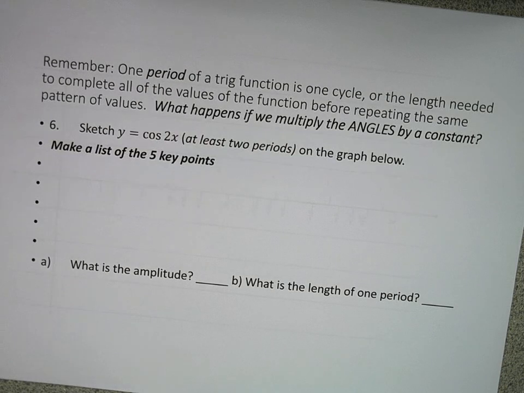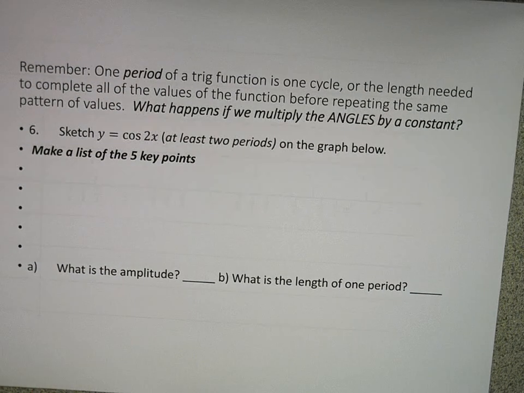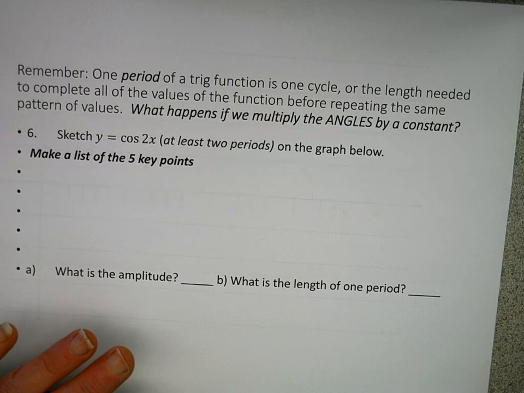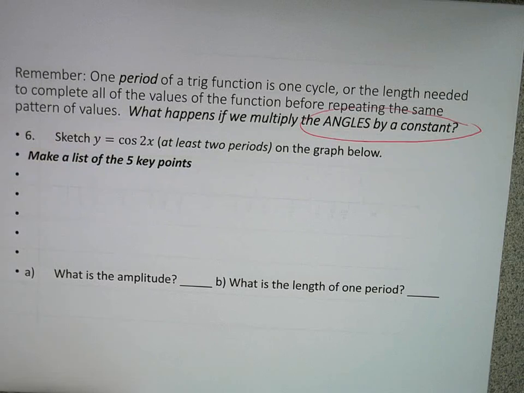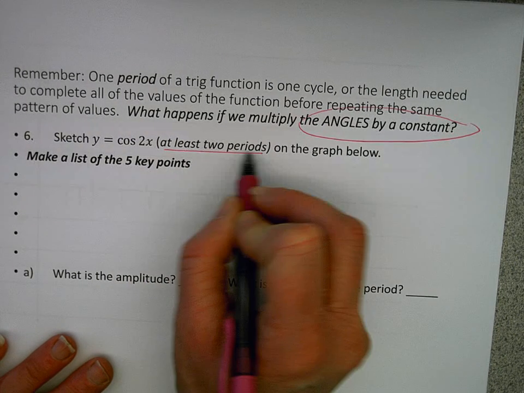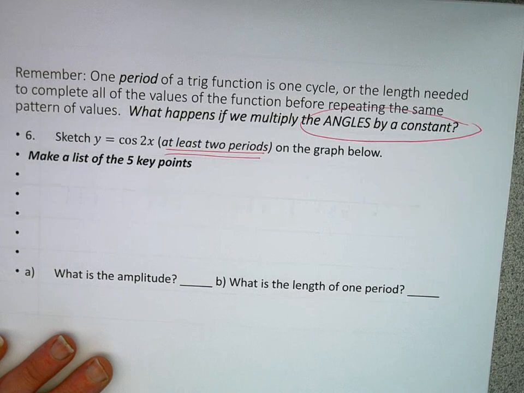Okay, so at the top of the back it says, remember, one period of a trig function is one cycle, or the length needed to complete all the values of the function before repeating the same pattern again. What happens if you multiply the angles by a constant? This is going to be weird. You're going to be like, oh my gosh, we've always had radians. We can maybe not have radians. We're going to sketch at least 2 periods, whatever we can fit in the graph. So we're going to keep going.